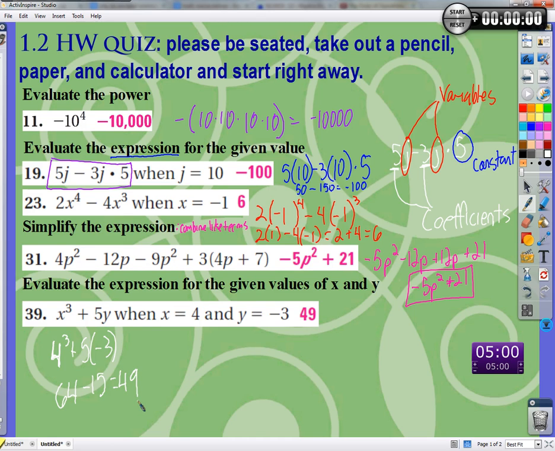Okay, any questions from the quiz? At any point? Yes, Carl? So on the first one, -10 to the 4, it ended up being negative. But then on 23, when you did -1 to the 4, it ended up being positive.